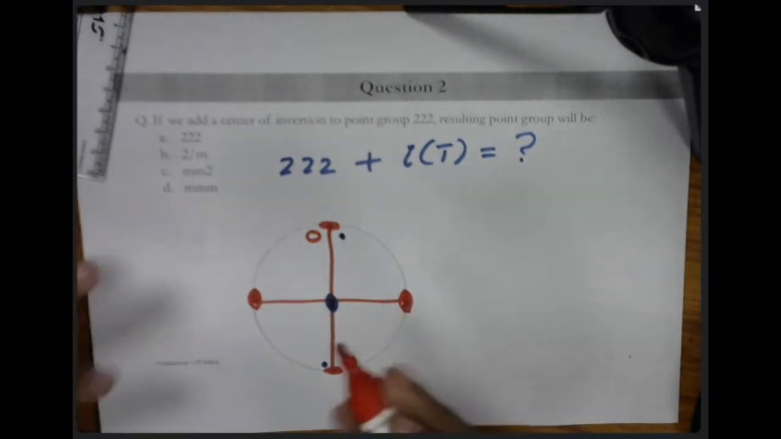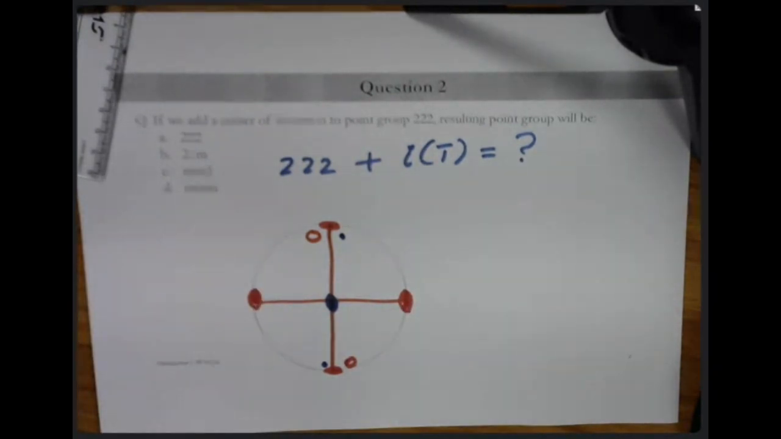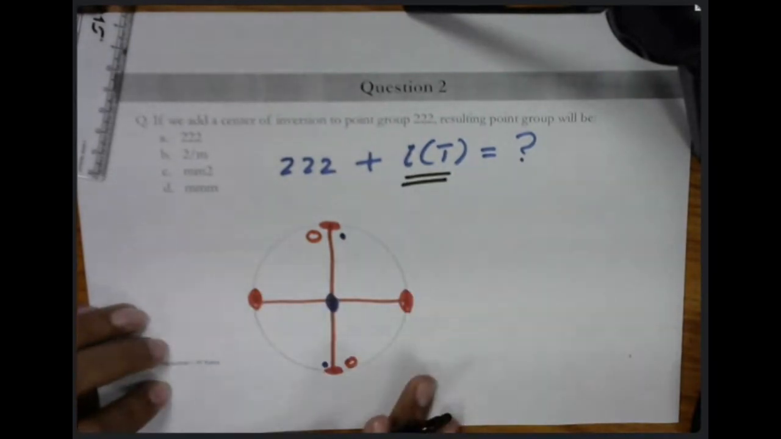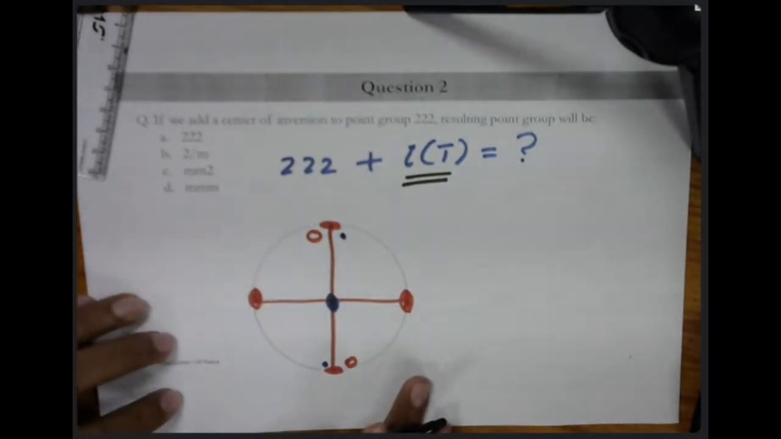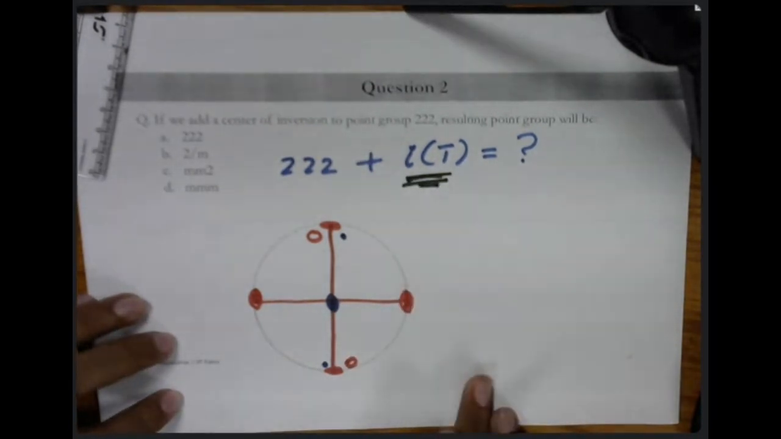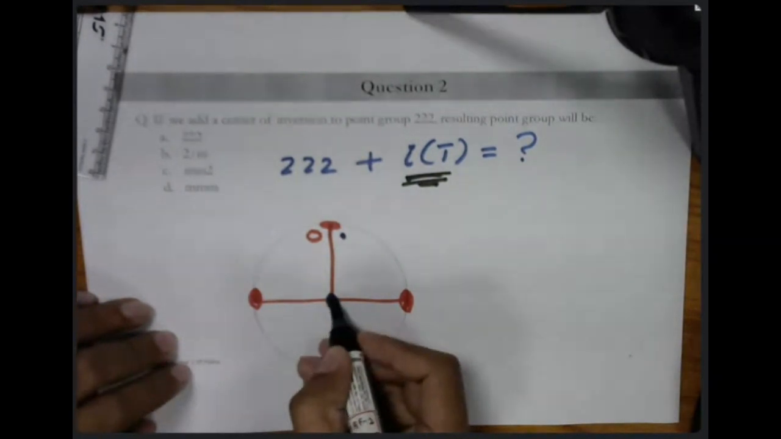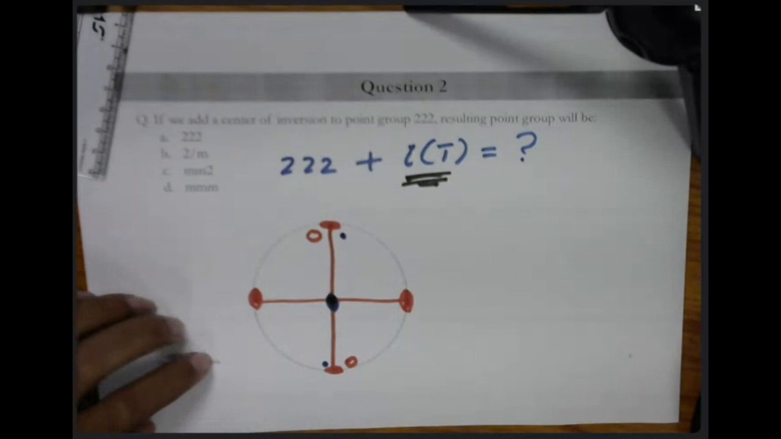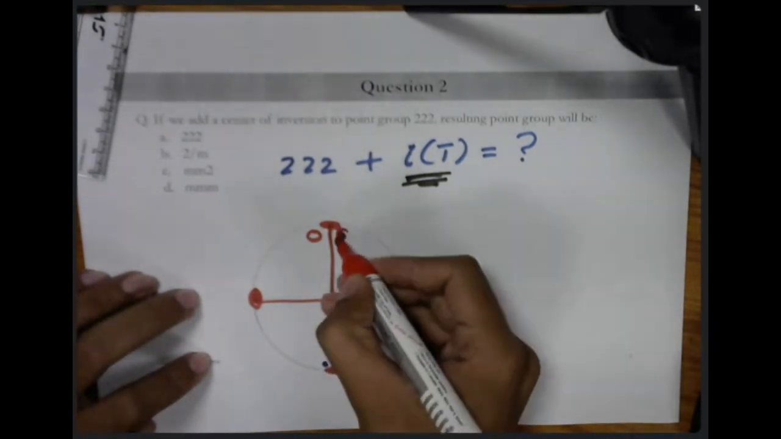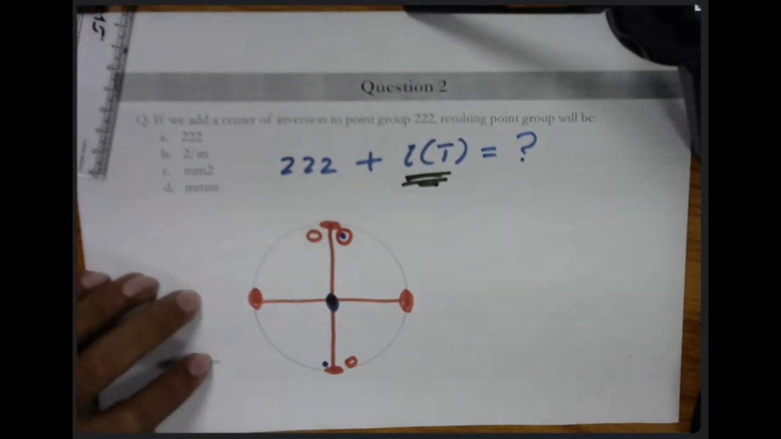But the question is that we want to add the inversion to this. This is a 2 2 2 stereographic projection. We need to add the inversion to this, so let's add the inversion center at the center. Then what will happen? This point, which was above, will be reflected back. It will go below over here. It will be inverted over here.